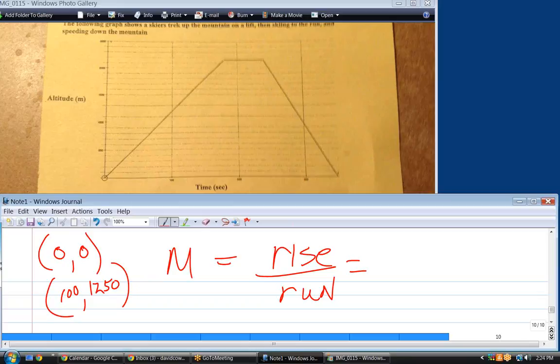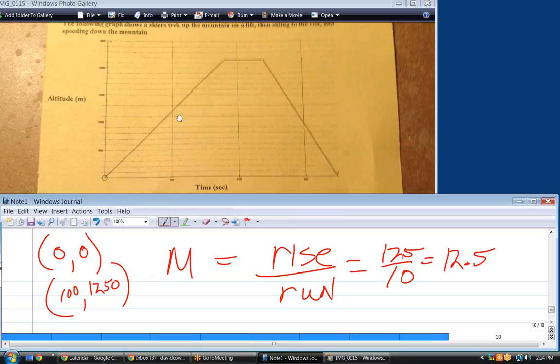So what's my slope? It would be 100 over 1250. Rise over run, sorry, it would be 1250 over 100, which is the same as 125 over 10, which is a slope of 12.5.